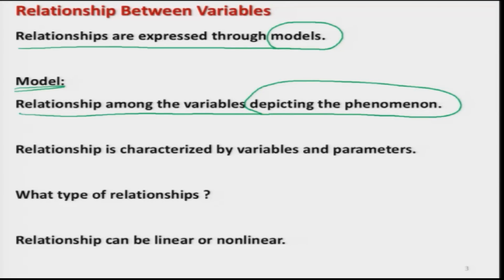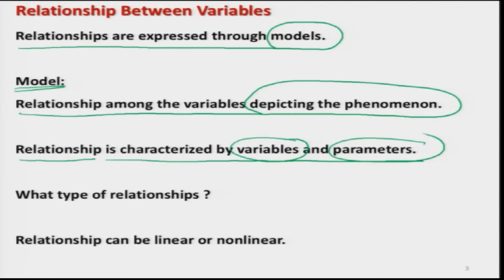So when we talk of this modeling, then modeling and relationship among the variables, they are the same thing, and in such a case the relationship is characterized by two things. One is variables and another is parameters. So the first question comes that what is the difference between variables and parameters. So this I will try to address in a very simple language through a very simple example.